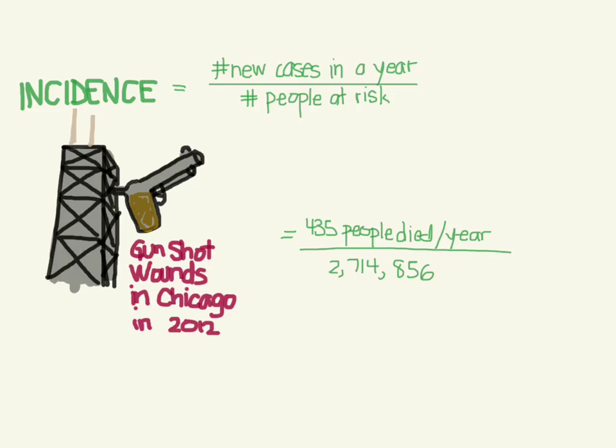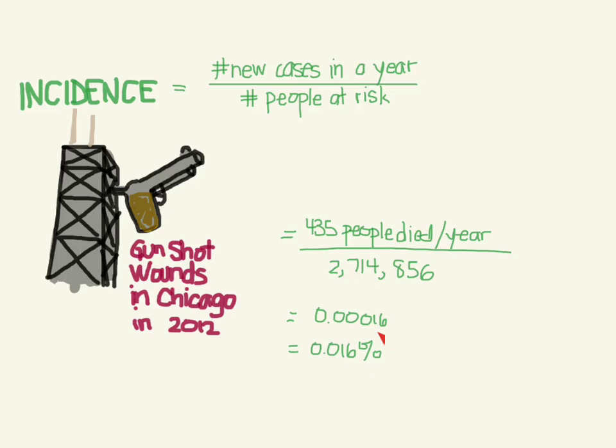Both of these numbers came off of some random internet site. The accuracy of the numbers doesn't matter. We're really looking at, can we do this calculation here? And so our incidence here would be 0.00016, or if you wanted to make it a percent, it would be 0.016%.